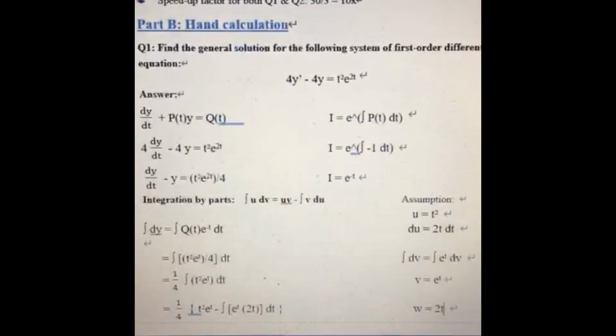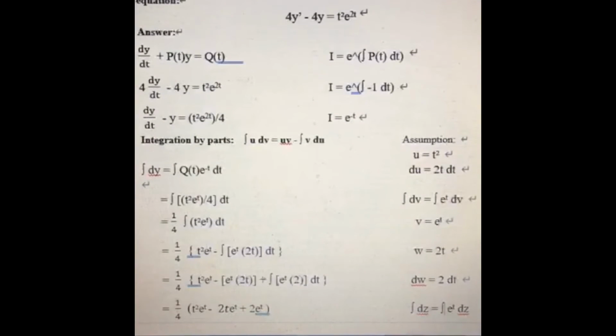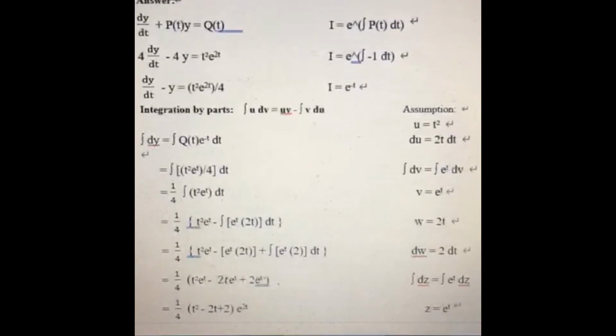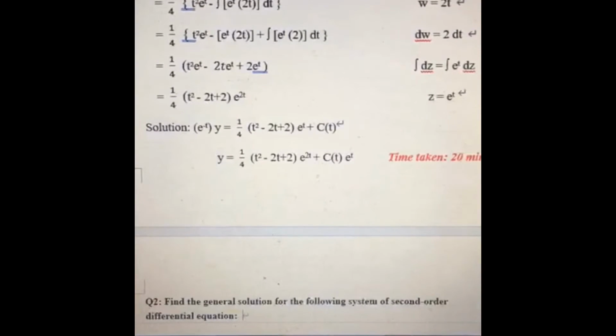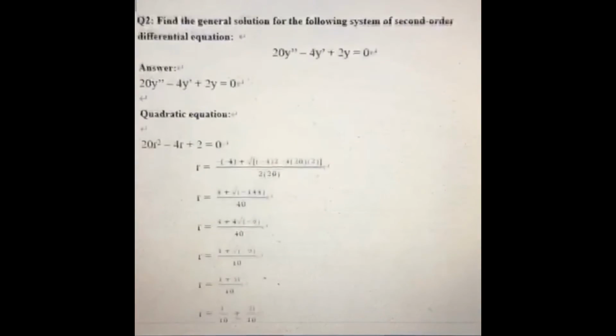First of all, you can see Q1. We need to find the general solution for this first-order differential equation. You can see it is complicated, there are so many calculation steps and formulas. Especially, Q1 involves exponential function and integration by parts, which will consume much time in the calculation. Finally, this question has taken 20 minutes. Q2 also includes a quadratic equation, and it has taken 10 minutes in hand calculation.